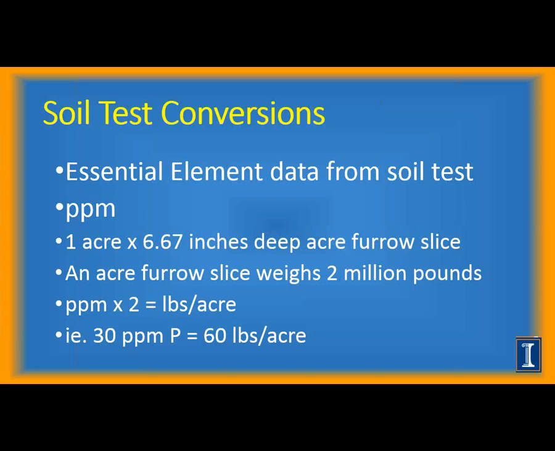So now we're looking at how many parts per million there are in 2 million pounds. So we simply take the parts per million of that essential element, multiply it by 2, and it's converted directly to pounds per acre. So for instance, if you had 30 parts per million of phosphorus, you would have 60 pounds of phosphorus per acre. So that's a handy one to know.